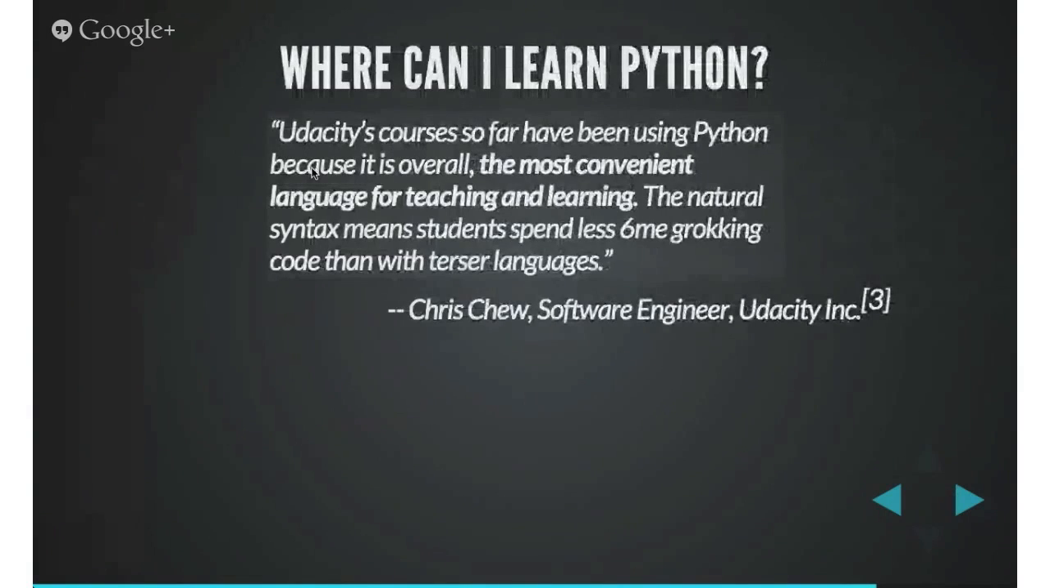So this is said by Chris Yu, who is a software engineer at Udacity. He says that Python is overall the most convenient language for teaching and learning, so they used Python for teaching their courses. Their first course was, like you have seen, the search engine. That was the CS 101 course for Udacity. They'll teach you building a search engine in 6 weeks, and the prerequisites were no programming experience required at all. So for someone who does not know anything about programming, they'll teach you how to build a simple search engine in like 6 weeks.